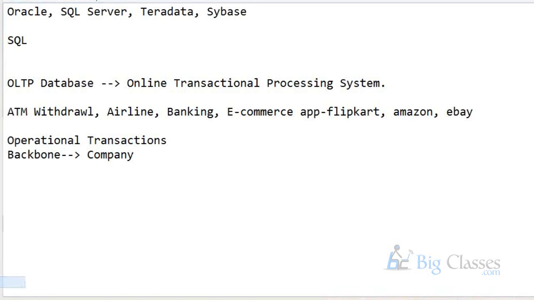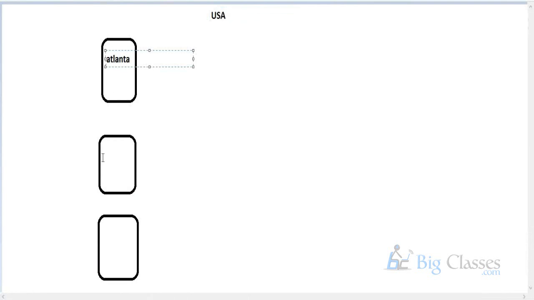Let's take an example. We have taken McDonald's as an example. Let us say the McDonald's application is present. This is a retail application that is present in different parts of the USA, in different parts of America. It's present in Atlanta, in New York, and let's say in New Jersey. We have McDonald's outlets present in different parts of the country.